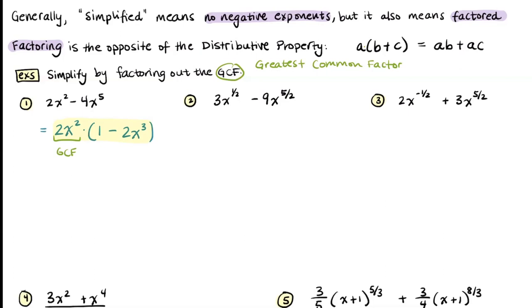Example number 2 is 3x to the 1/2 power minus 9x to the 5/2 power. Now you might see this and be a little freaked out by the fractions in the power.